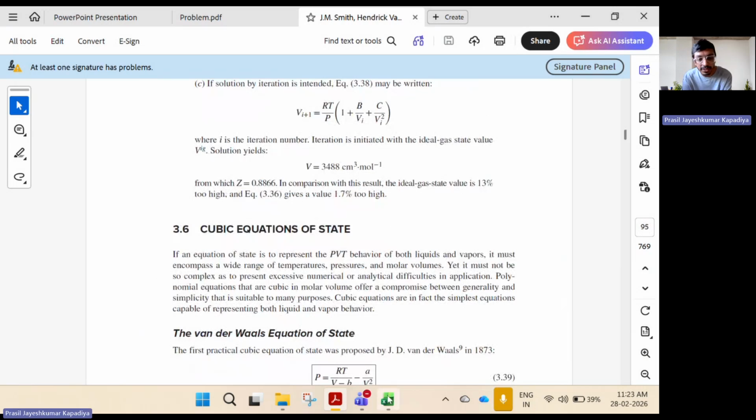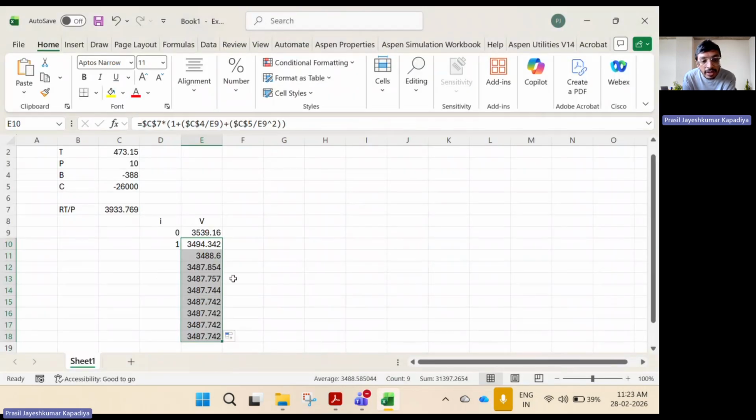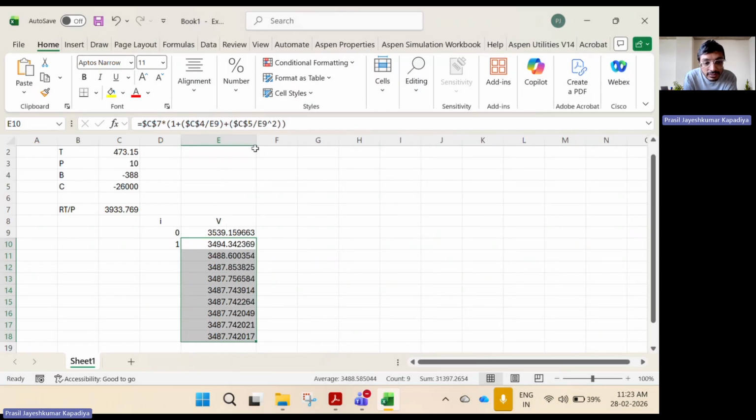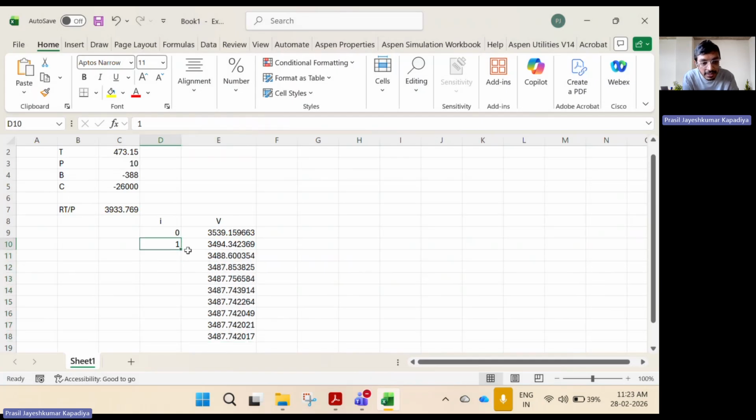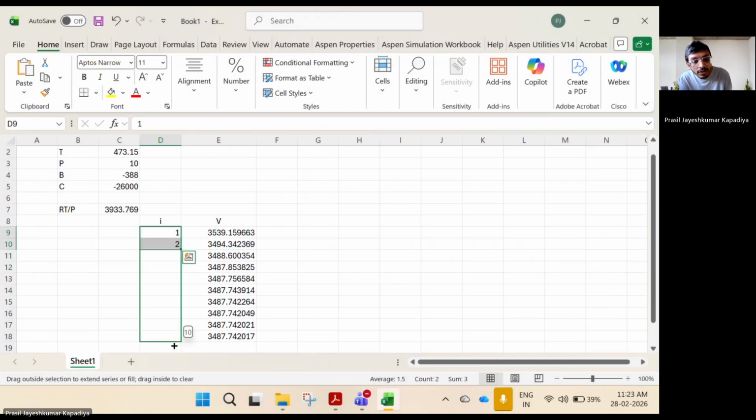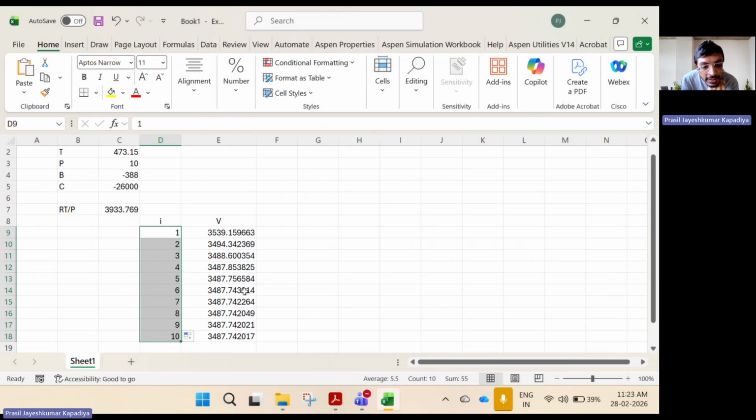3488 centimeter cube per mole. That is what we are getting: 3487.854, approximately 3488 centimeter cube per mole. If we extend more digits, we see that volume is not changing as I increase my iteration. Let's say this is my first iteration, second iteration, like that. Within 5 or 6 iterations, we have achieved the value.